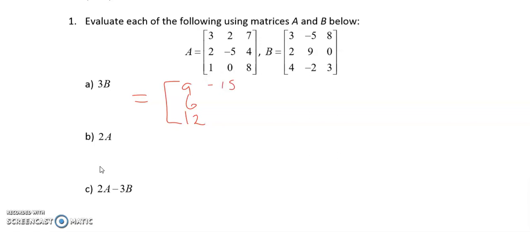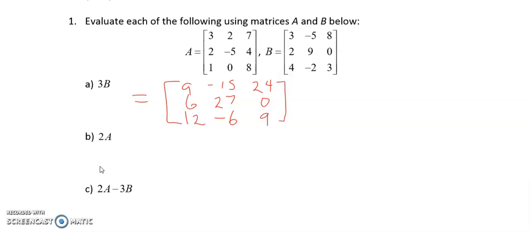Negative 15, and 9 times 3 is 27. And negative 2 times 3 is negative 6. And then 8 times 3 is 24. And 0 times 3, well, that's still 0. And then we have 3 times 3, you get a 9. So there's your answer for A.